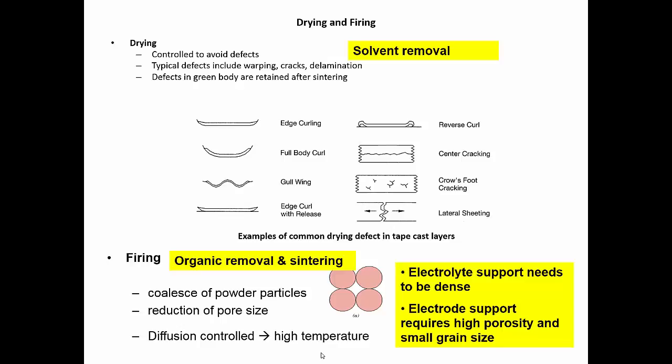And again, to recap, the electrolyte support needs to be dense. If it's an electrode support, we require high porosity and a small grain size, because we want to have lots of triple phase boundaries present in our electrode supported bodies.